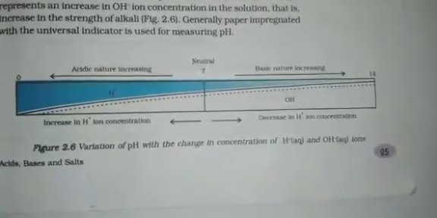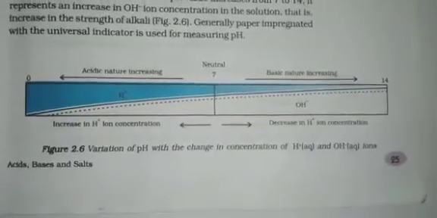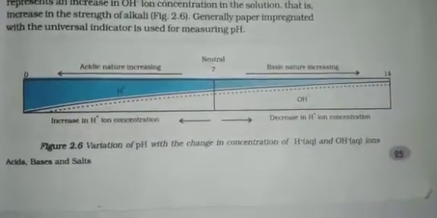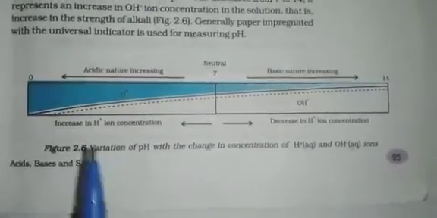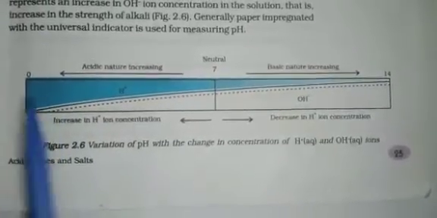Suppose someone gives a pH of 1, and you have to write whether it is acidic or basic. What do you have to write? It is acidic, because the H plus ion concentration is more on this side.